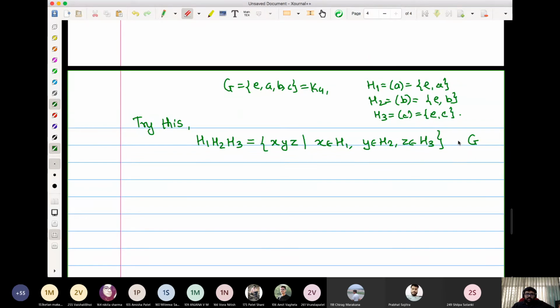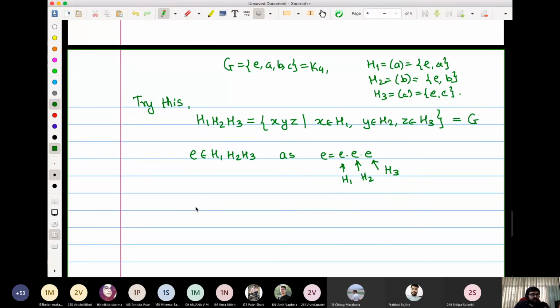Suppose I want to show that this equals G. How do I show that? Can I write E like this? Can I say that E belongs to H1, H2, H3? Yes, we can write E equals E, E, E. All of them have E. First element coming from H1, this from H2, and this from H3. So if we can show all four elements are there in this form, then we can show that this equals G.